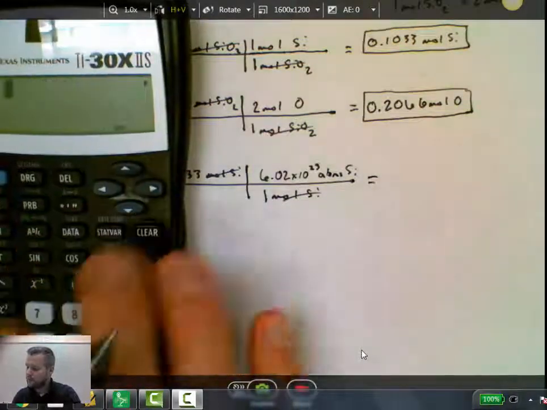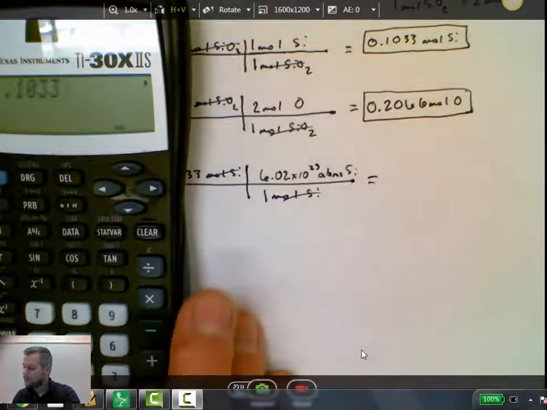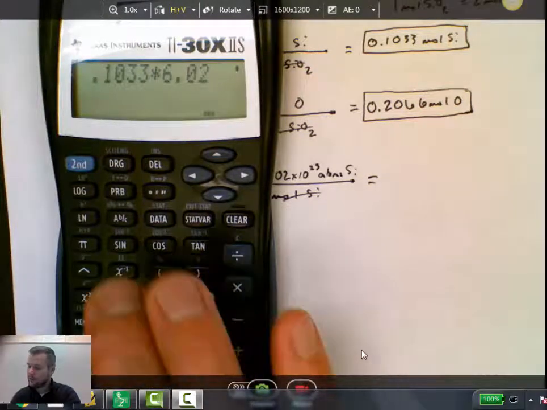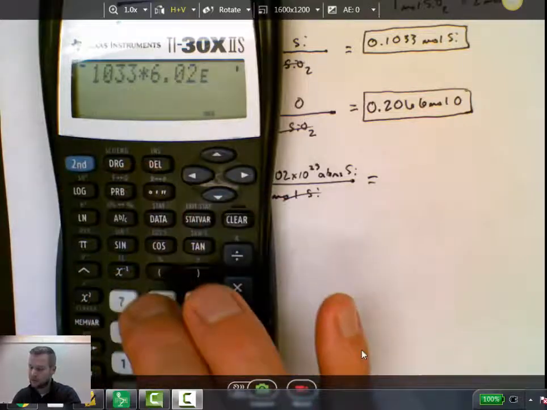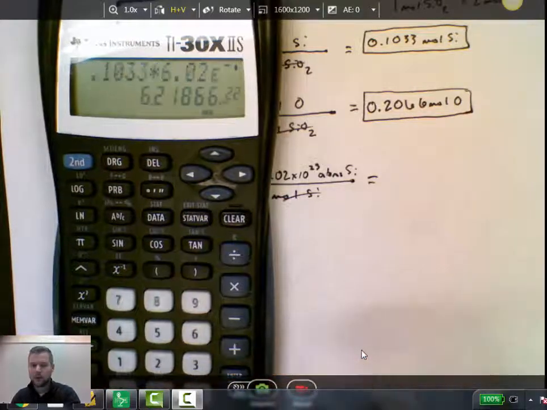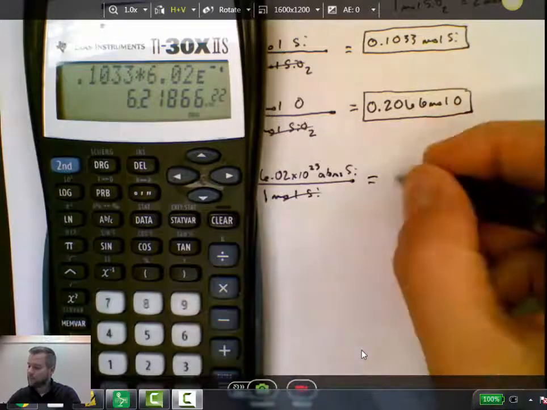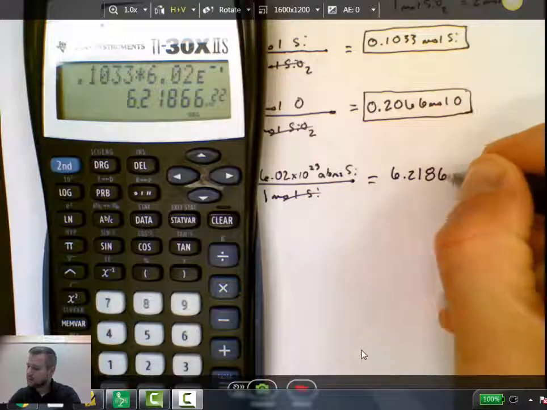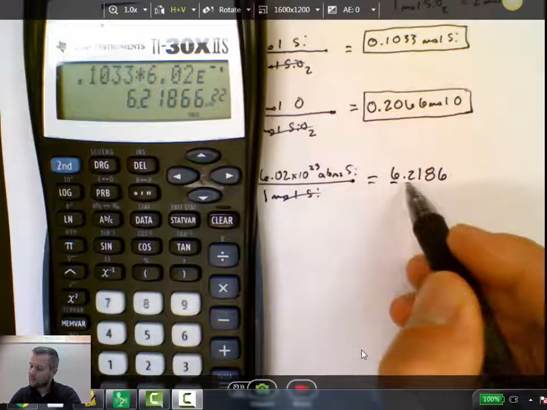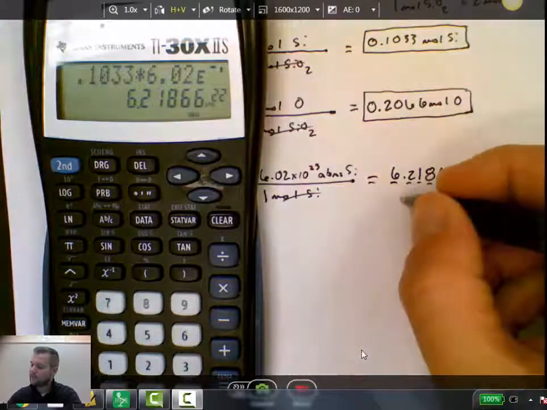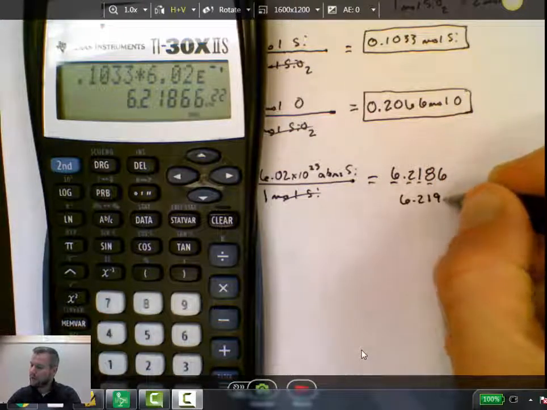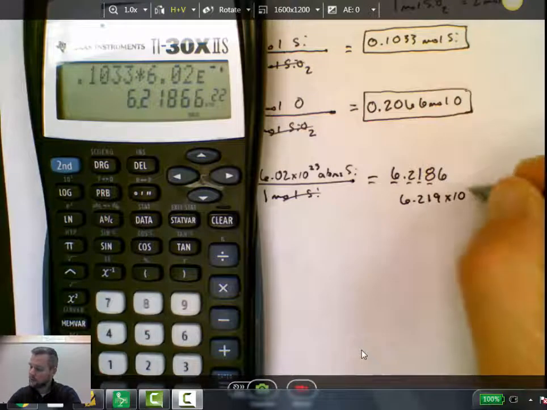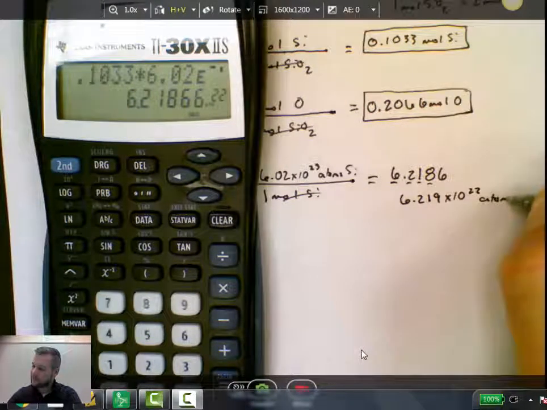So I'll take my 0.1033 times 6.02 EE 23. That gives me a pretty big number, 6.2186. So I have 4 sig figs, 1, 2, 3, 4, 8 followed by a 6 turns the 8 into a 9, 6.219 times 10, and then I have to read the power off my calculator, to the 22nd. That's atoms of silicon.